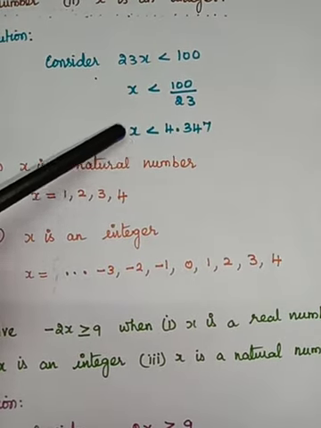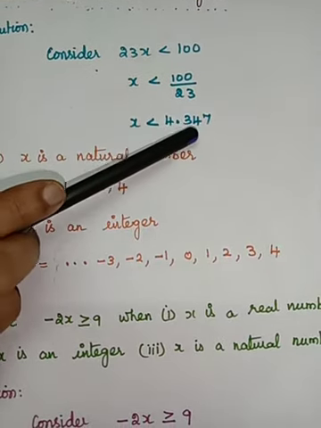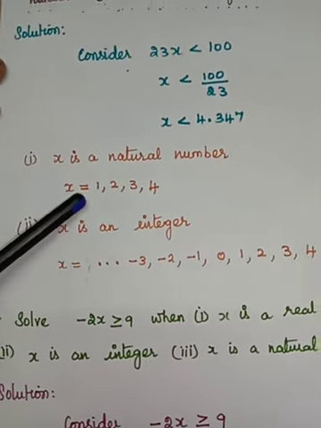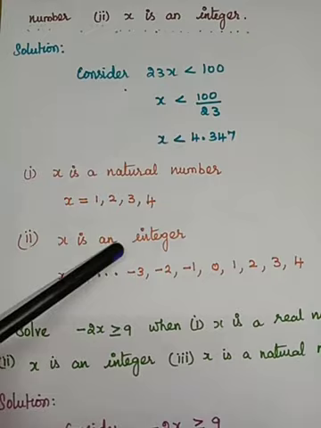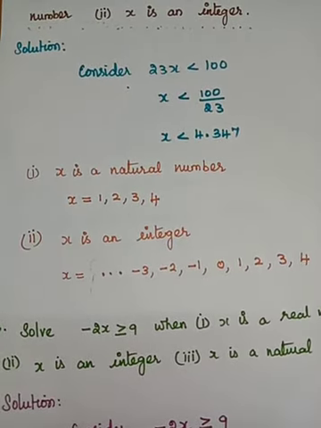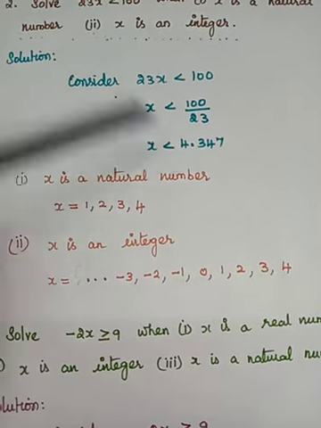Okay, here the inequality given is x less than 4.347. So x is a natural number, means x is equal to 1, 2, 3, 4. Okay, second one, x is an integer. So integer means we can write the negative values, positive values, 0. Okay, x less than 4.3.